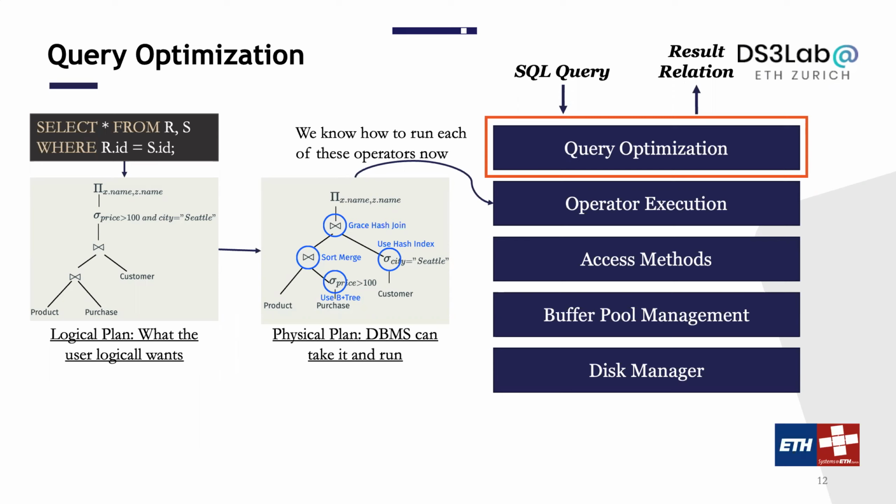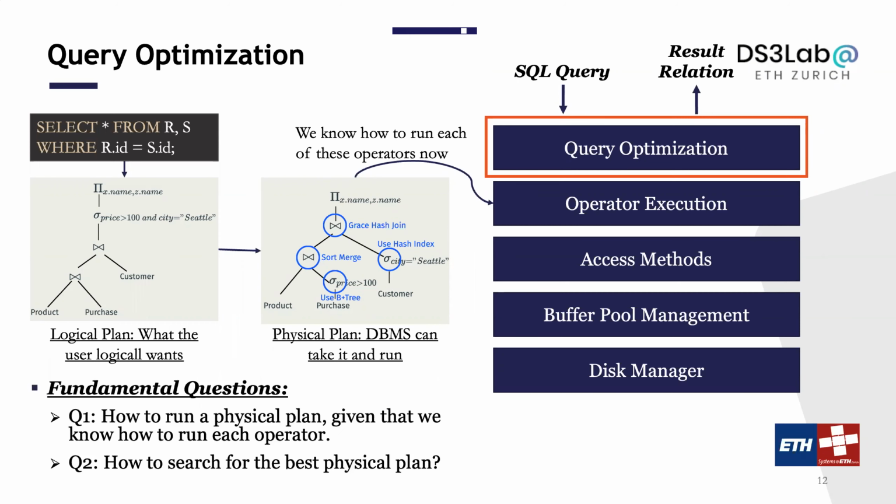So if you want to build such functionality, to really come up with a physical plan given a logical plan, there are two fundamental questions that we need to understand. The first fundamental question is how to run a physical plan. You give me a physical plan. What is my implementation for running that? How can I put all those operators together? As we will see, there are many different ways you can do it, and we are going to focus on one of the simpler ones.